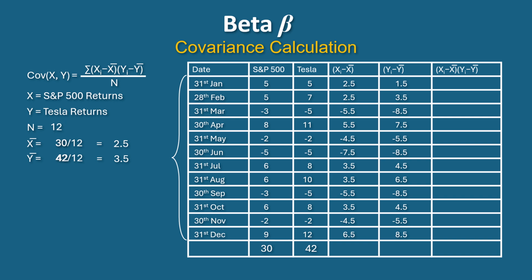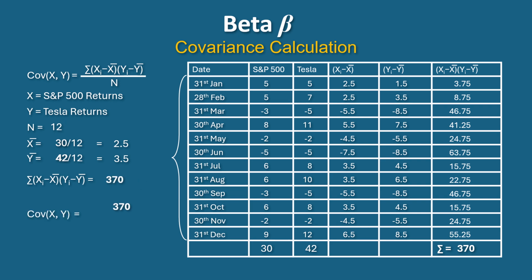Then multiply each pair. January, 2.5 multiplied by 1.5 equals 3.75. February, 2.5 multiplied by 3.5 equals 8.75. March, negative 5.5 multiplied by negative 8.5 equals 46.75. We calculate this for all 12 months. Then we sum all the products. The total sum is 370. Now, covariance equals 370 divided by 12, which equals 30.83.